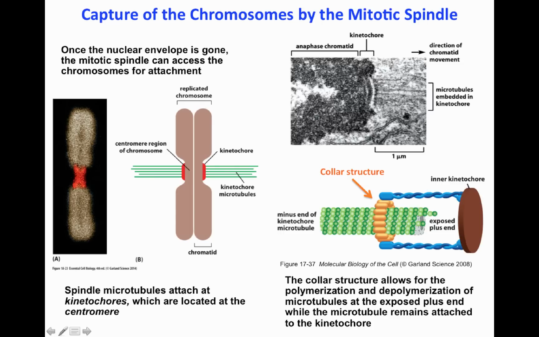You can see the chromatid that is bending over because it's being pulled towards the right. In the middle portion, you have a kinetochore, and what you have is a large array of microtubules which are embedded in the chromosome in the area of the kinetochore, helping pull the chromosomes toward the right.